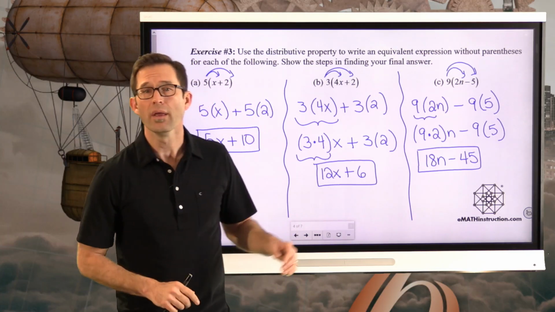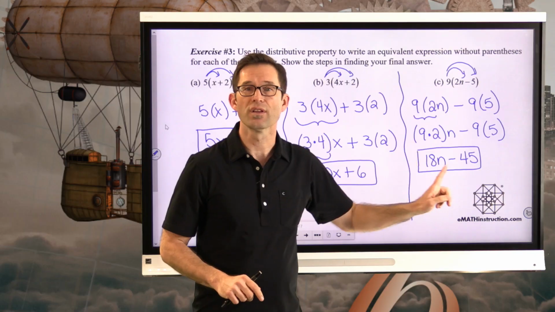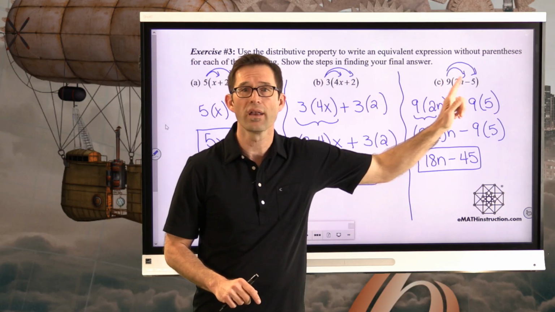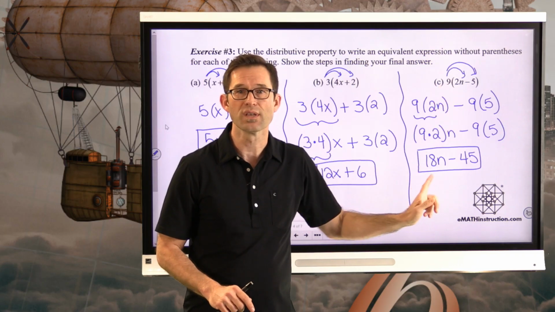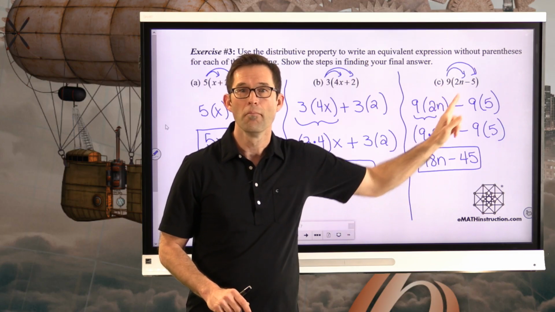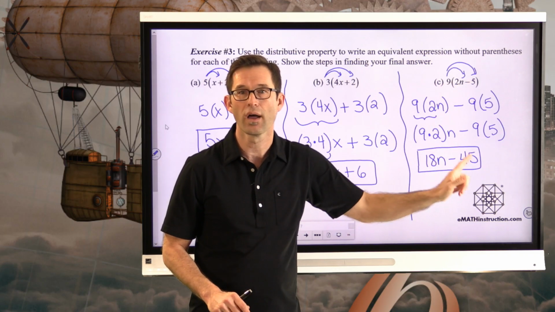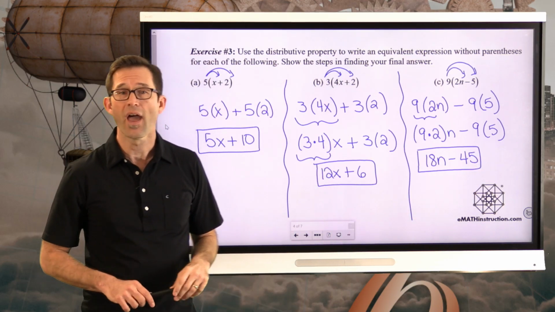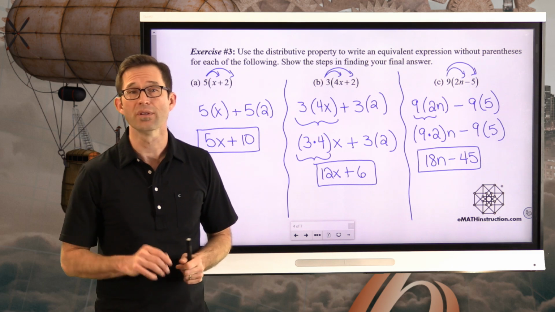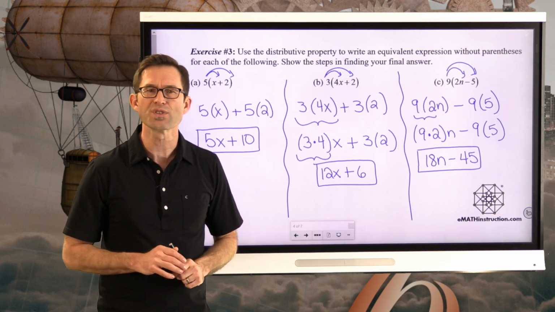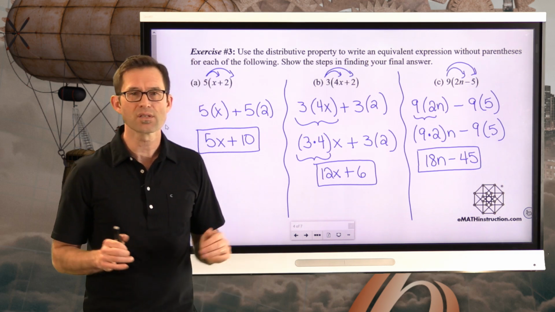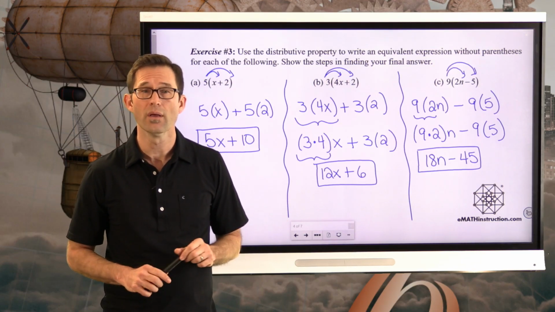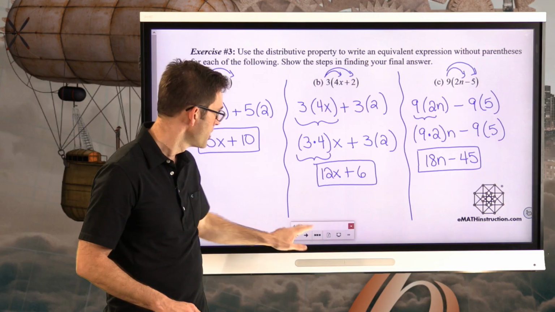And again, my hope is that you eventually are able to go from here to here without really writing any steps in between. You're able to just look at this and say, I've got 9 times 2n, 9 times 2 is 18, the n comes along for a ride, minus 9 times 5 is 45, done. Now the cool thing is, anything that can be done in math, generally speaking, can be reversed. And what we're going to be looking at in the next couple exercises is how you reverse the distributive property. So let's take a look at that.